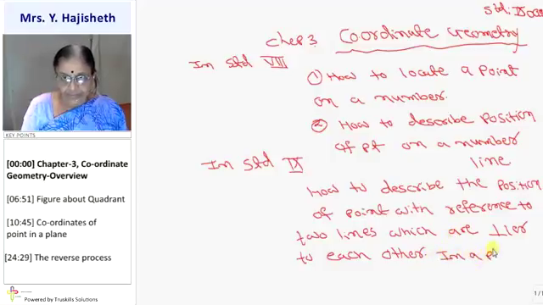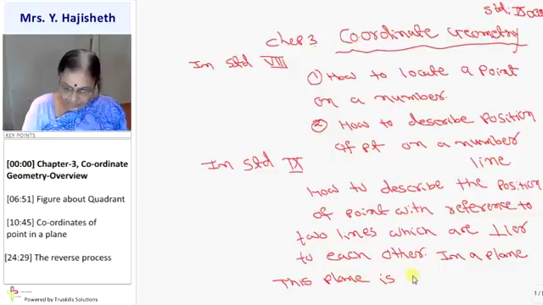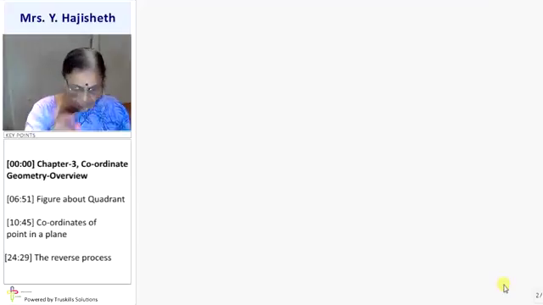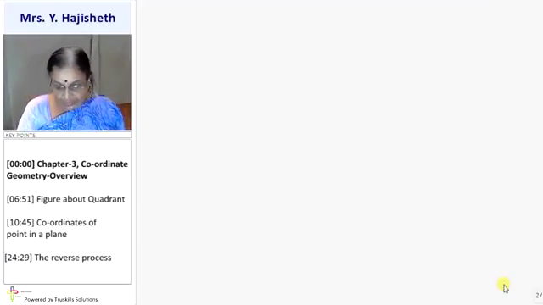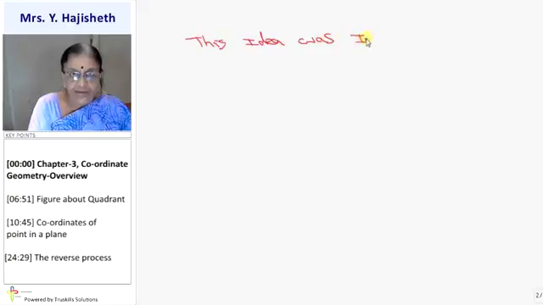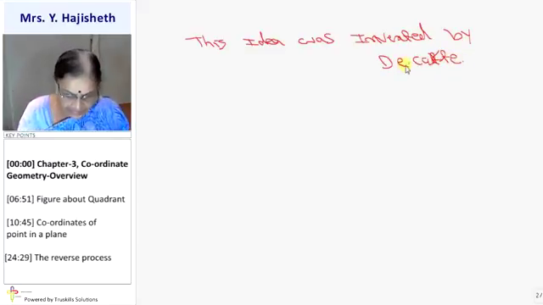Blackboard is a plane. Okay. This plane where two perpendicular lines are drawn, this plane is called Cartesian plane. What is called? Cartesian plane. We are going to describe the position of a point with reference to two lines which are perpendicular to each other in a plane, and this plane we call it as a Cartesian plane. And this idea was invented by Descartes, mathematician Descartes, and so the name of this plane we call it as a Cartesian plane.